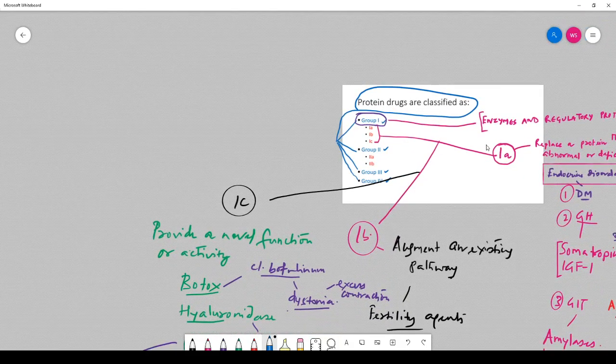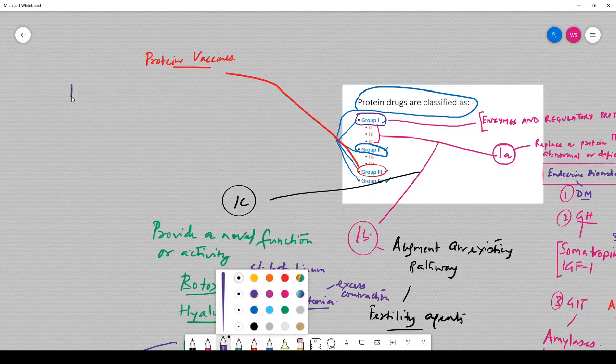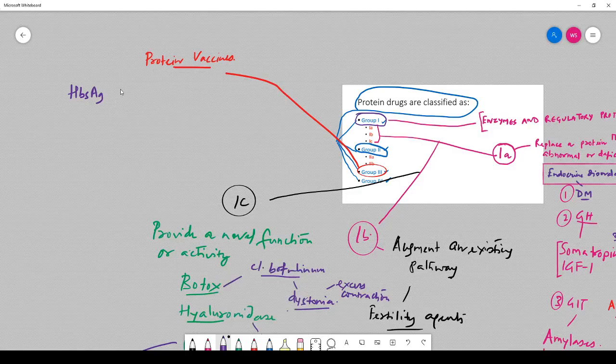So we have talked about the second class of drugs. We have completed group 2. Now let's come to group 3. What are group 3? Group 3 are protein vaccines. Okay, so let's take an example. Example could be HBsAg. Okay, what is HBsAg?